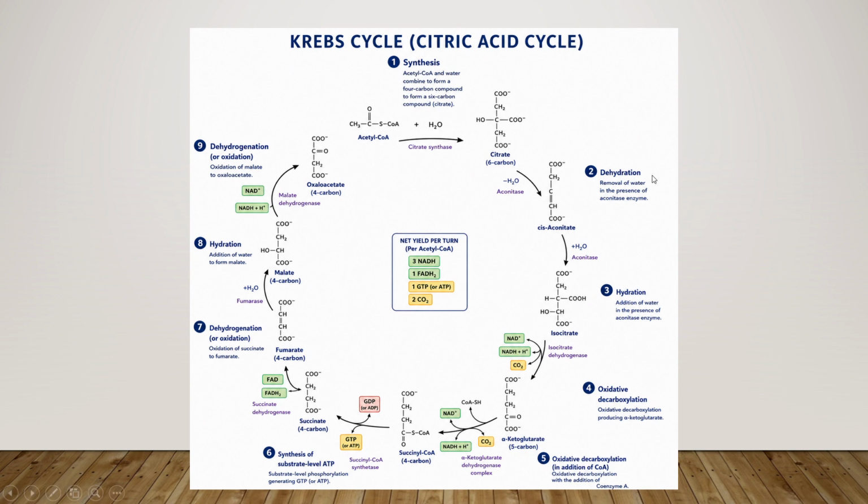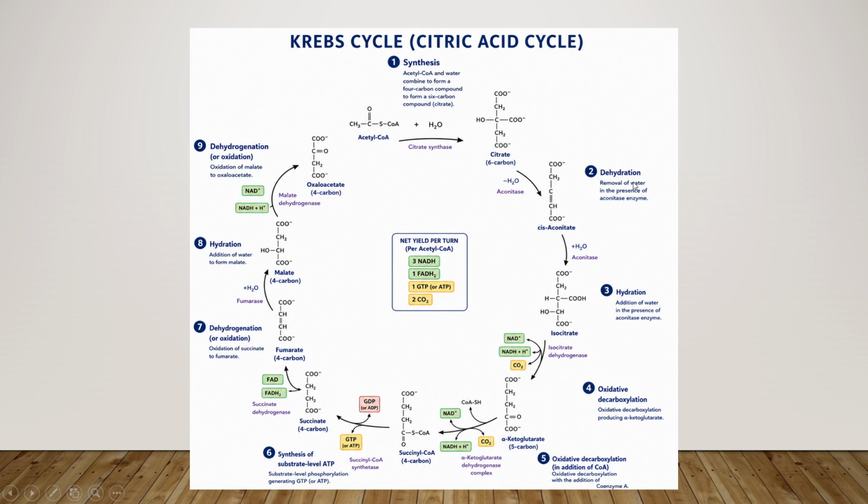Then move towards the next step, which is dehydration. Dehydration is the removal of water molecule. So in this step, cis aconitate is produced, which is the intermediate compound. The actual compound is isocitrate. First compound is citrate, second compound is isocitrate. Cis aconitate is an intermediate compound.